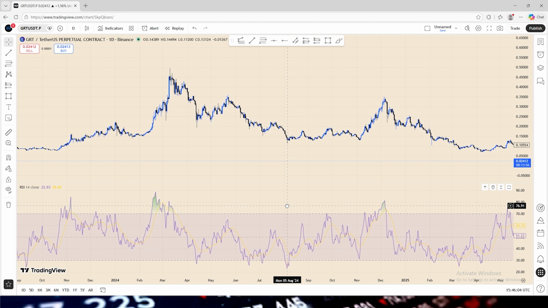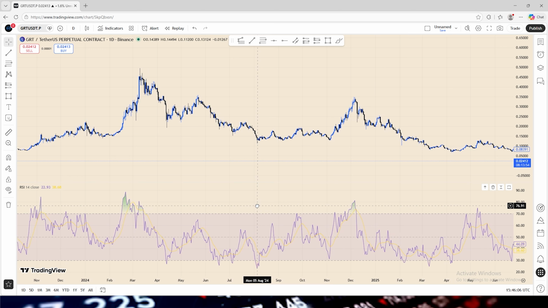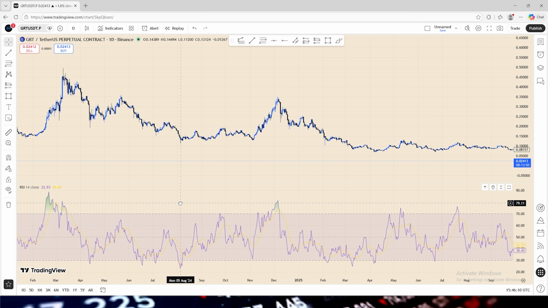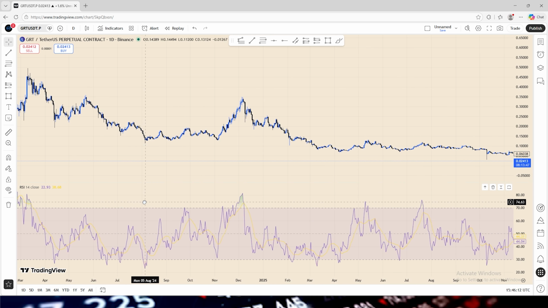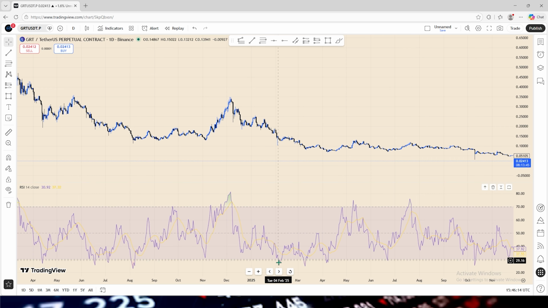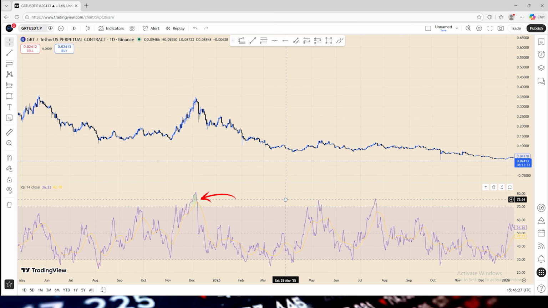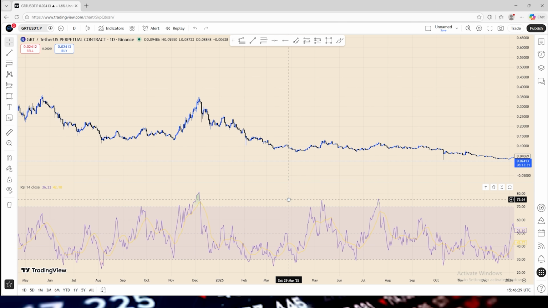So, what is RSI? RSI stands for Relative Strength Index. It's a momentum indicator that shows how strong buyers and sellers are. It moves between 0 and 100, and the most important levels are 30 and 70. When RSI is above 70, the market is overbought, and when it's below 30, it's oversold.